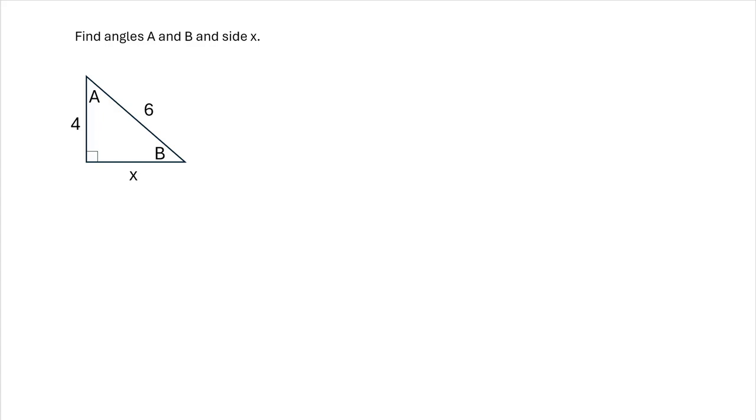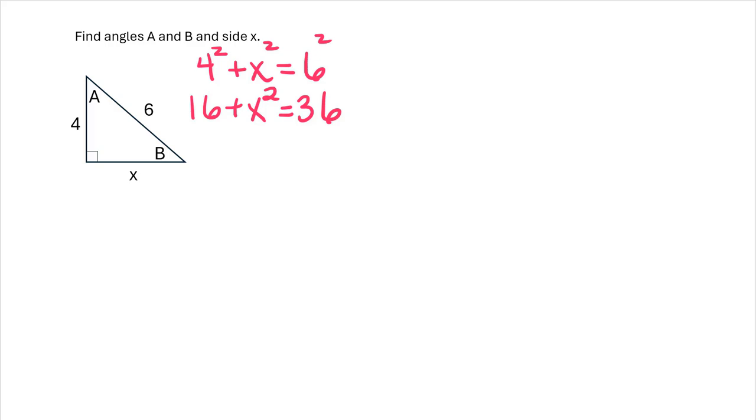So Pythagorean theorem says that 4 squared plus x squared is 6 squared. Okay? You can't just put these numbers in any order you want. The legs, the two sides that meet at the right angle, have to be on one side of the equation. The hypotenuse squared has to be on the other side. So 16 plus x squared equals 36.